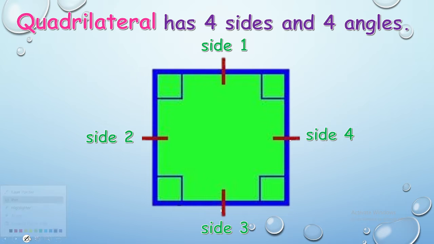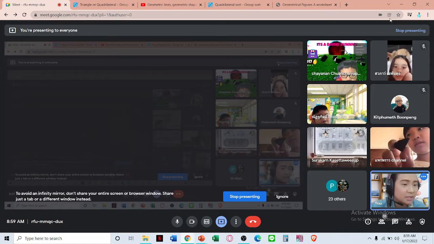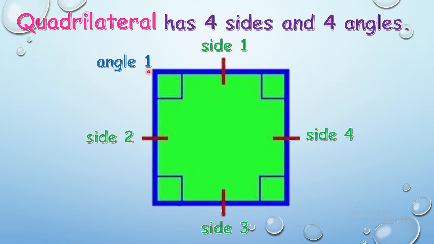So you have four sides. Now next, you have four angles. You have angle 1, angle 2, angle 3, and angle 4. Sometimes you see the angle that is like this, no? They put lines like this, like a square, if it is straight like this.